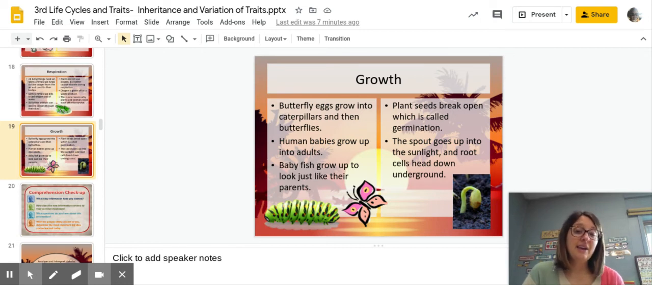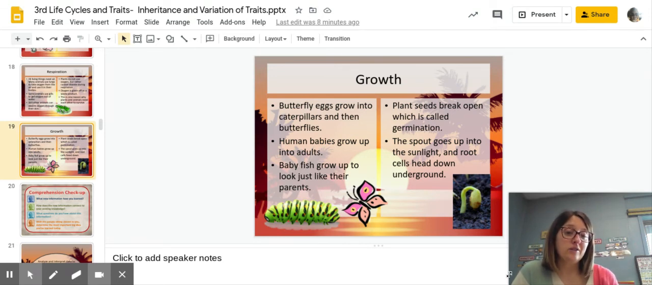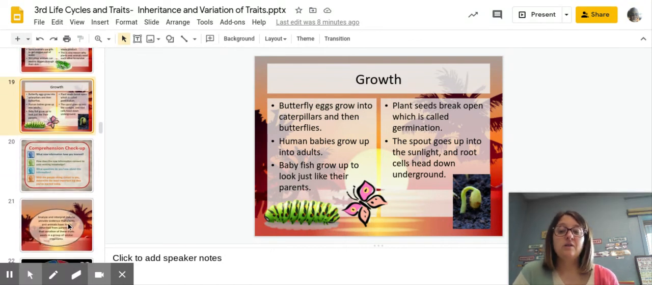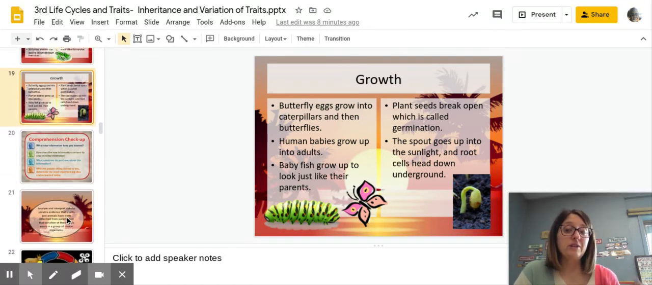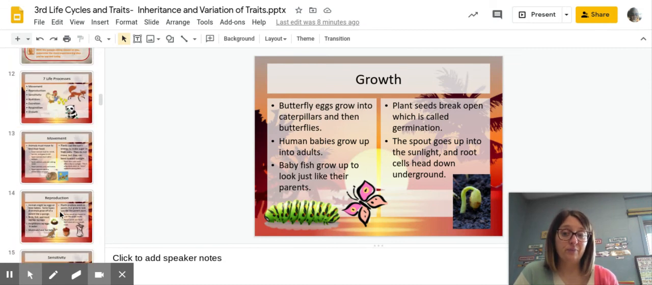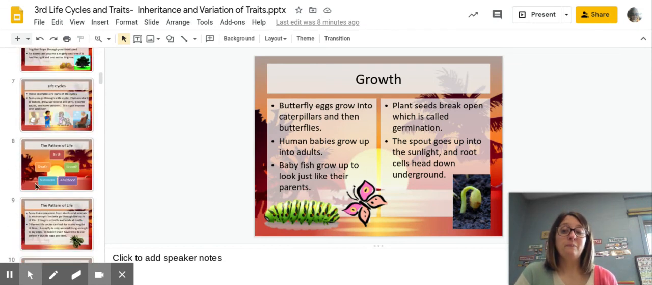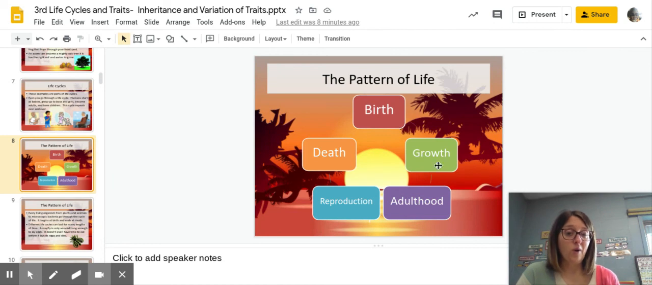And then plants, they also grow, but they grow differently. So plant seeds will break open, and that's called germination. The sprout will go into the soil, will grow roots, and then it will start to come up out of the soil into the sunlight. And it looks like this picture down here, and that's called germination. So all living things follow the same life cycle, okay? They're born, they grow, they become adults, sometimes they reproduce, and then they eventually die.